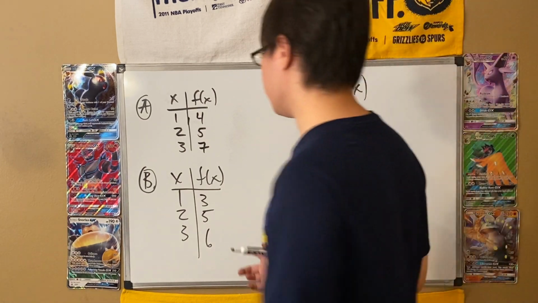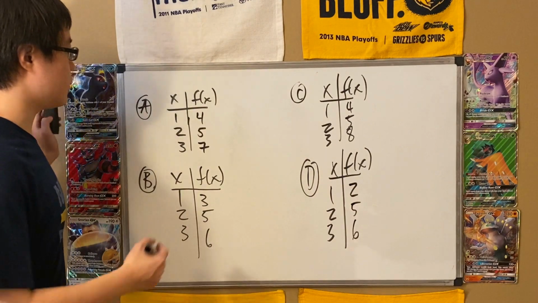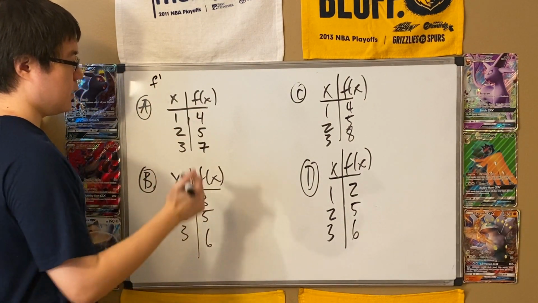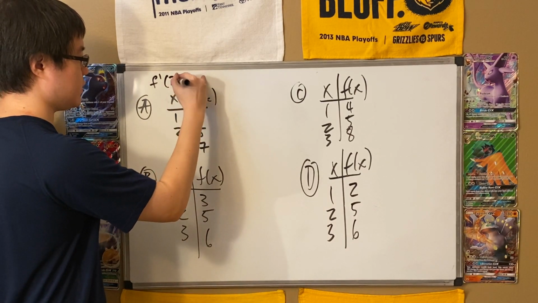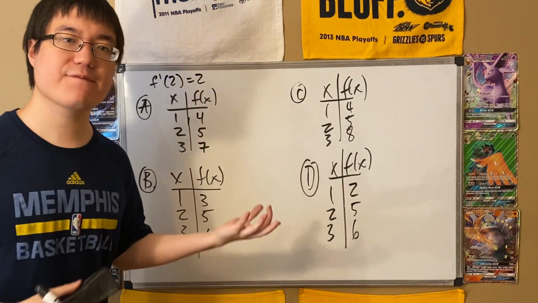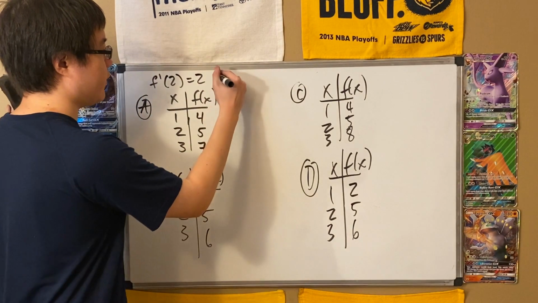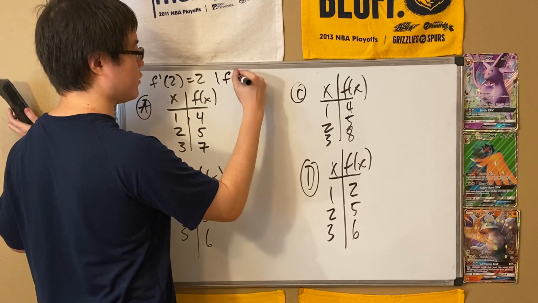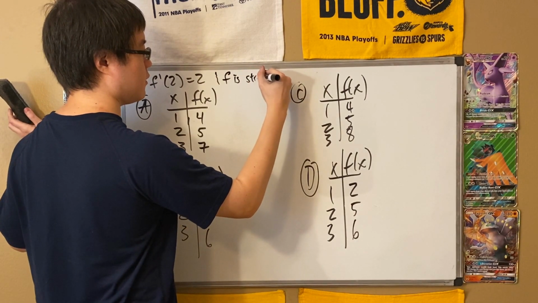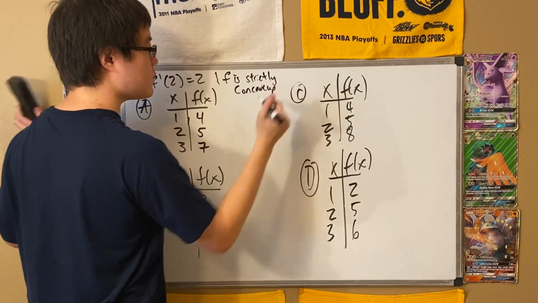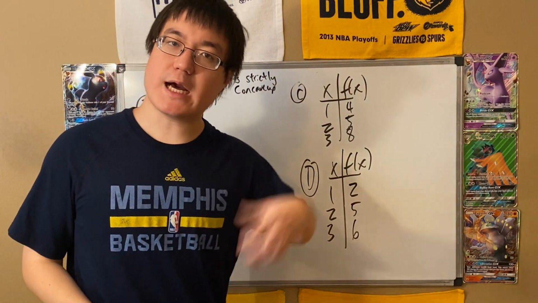There are going to be stranger givens in this case. The givens are that f prime of 2 is equal to 2. So they're going to give me an exact value of f prime at one point, that's going to be at x equals 2. And then they're also going to tell me that f is strictly concave up.